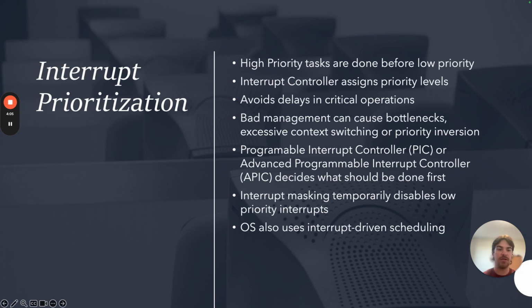Interrupt controllers and interrupt masking are technologies used by these systems to effectively handle and prioritize interruptions. The Programmable Interrupt Controller, PIC, or Advanced Programmable Interrupt Controller, APIC, decides which interrupt should be addressed first, depending on the predefined priority levels. Interrupt masking is also used by the operating system to temporarily disable lower priority interrupts while a vital one is handled, thus preventing conflicts. Furthermore, interrupt-driven scheduling ensures that real-time and high-priority jobs receive quick attention, which improves system responsiveness and efficiency.